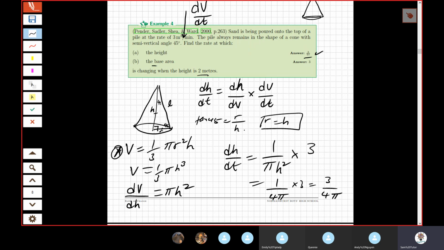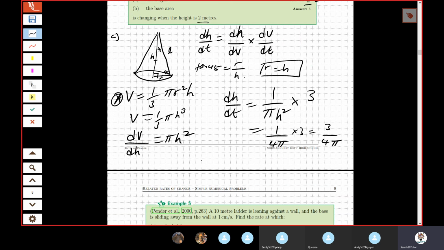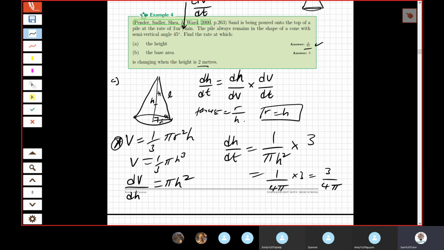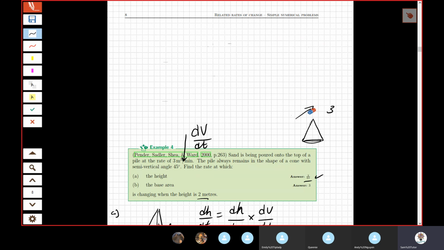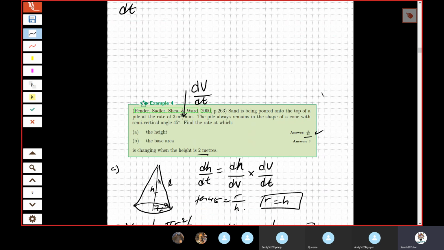Find the rate at which the base area is changing. Okay, just the base area. What's the base area? So the base area is obviously pi r squared of a cone. So we're just going to do dA on dt, but we've got to keep in mind that A is just the pi r squared.